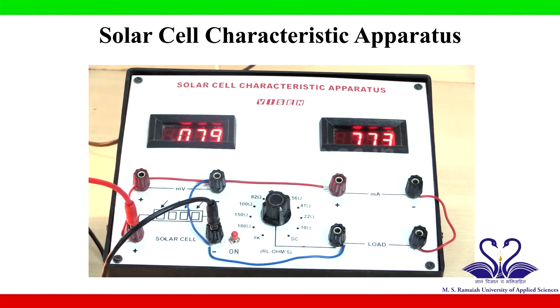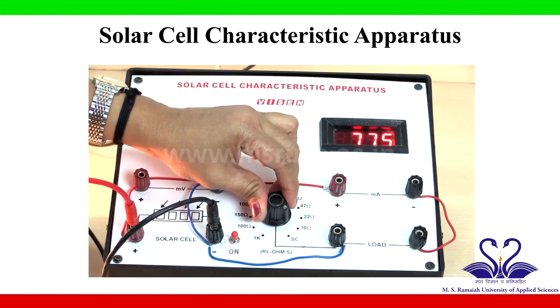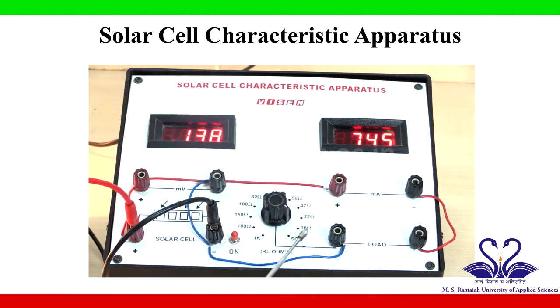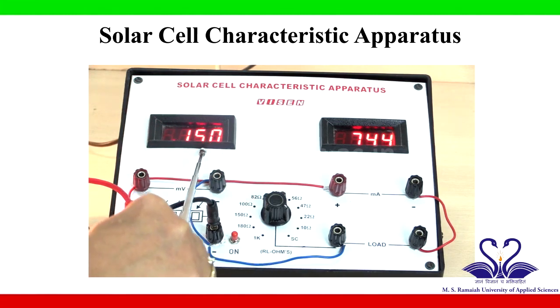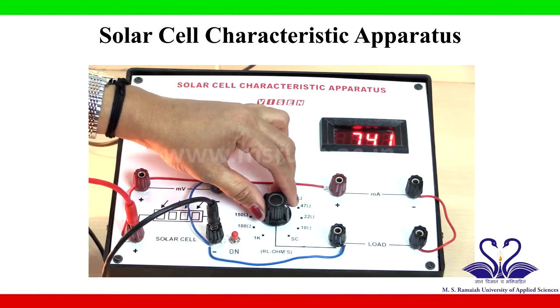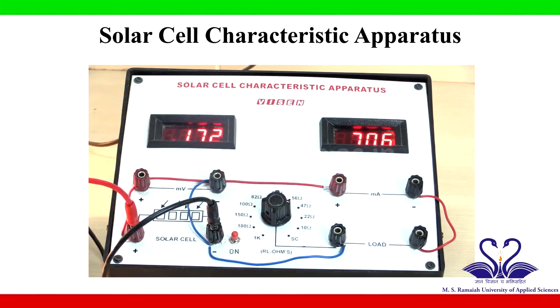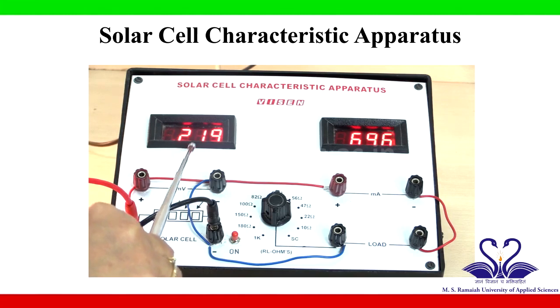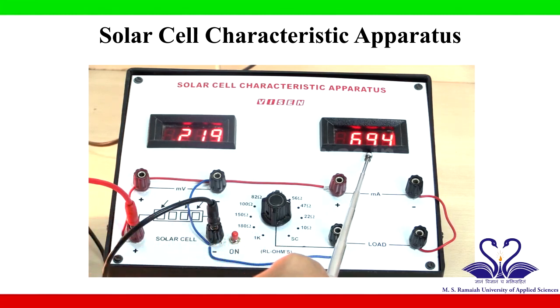To study the VI characteristics of the solar cell, turn the knob to 10 ohm position. Note down the value shown in millivolt meter and also in the milliamp meter. Turn the knob to 22 ohm position. Record the values shown in the millivolt meter and the milliamp meter.